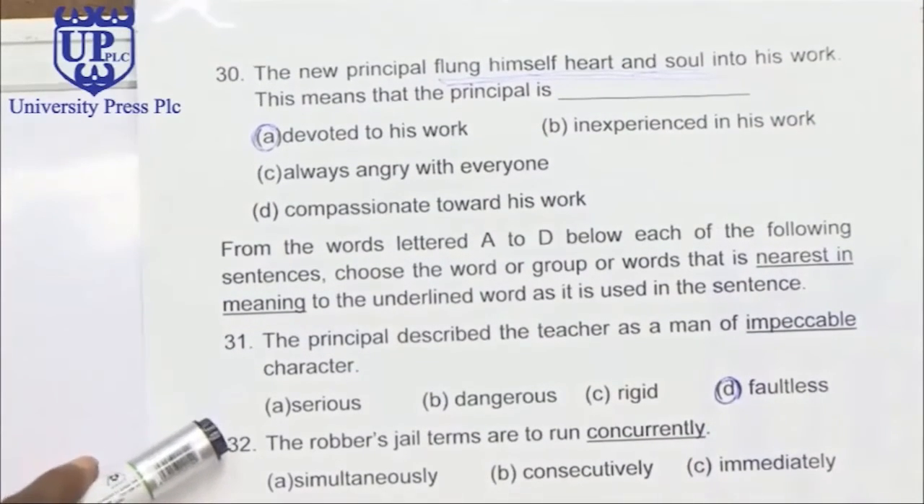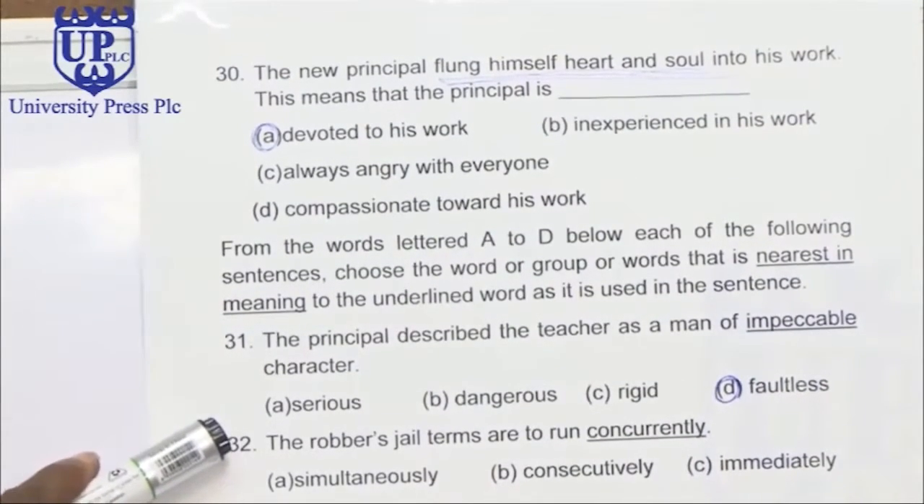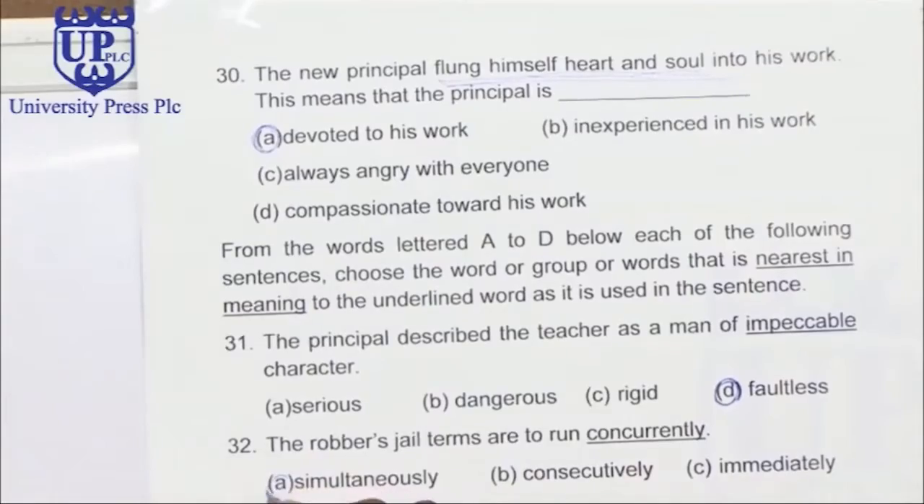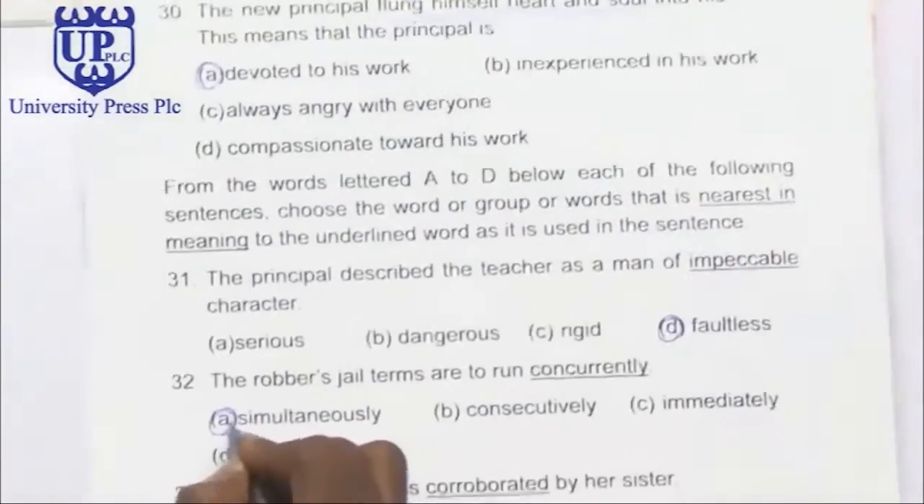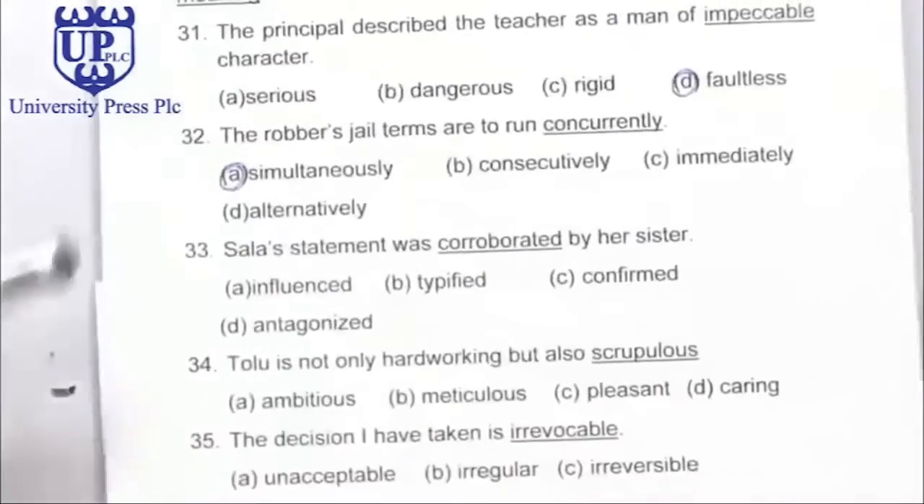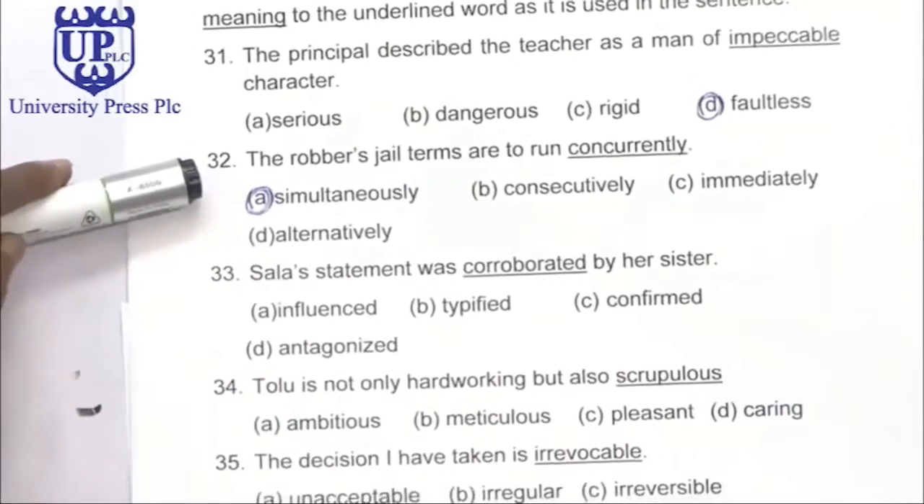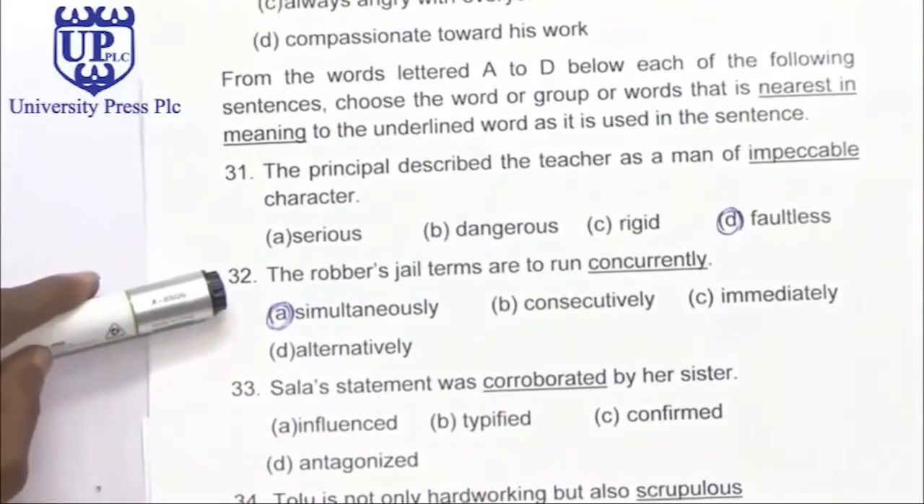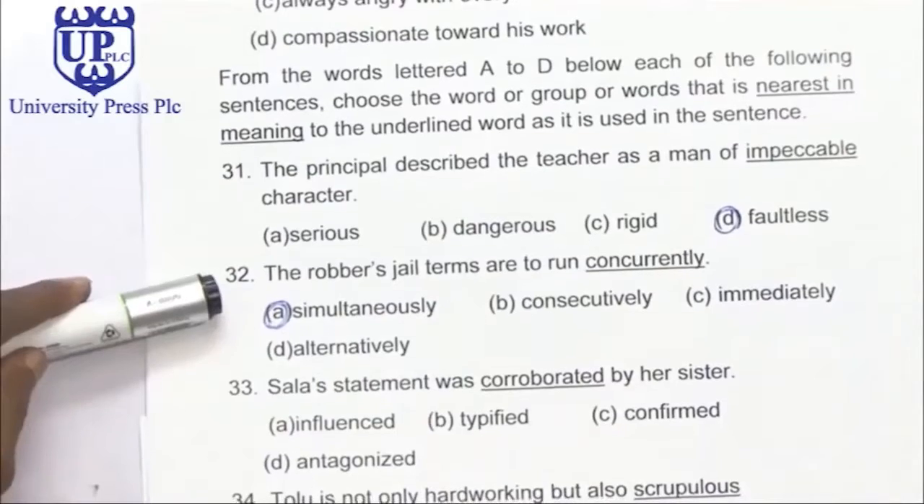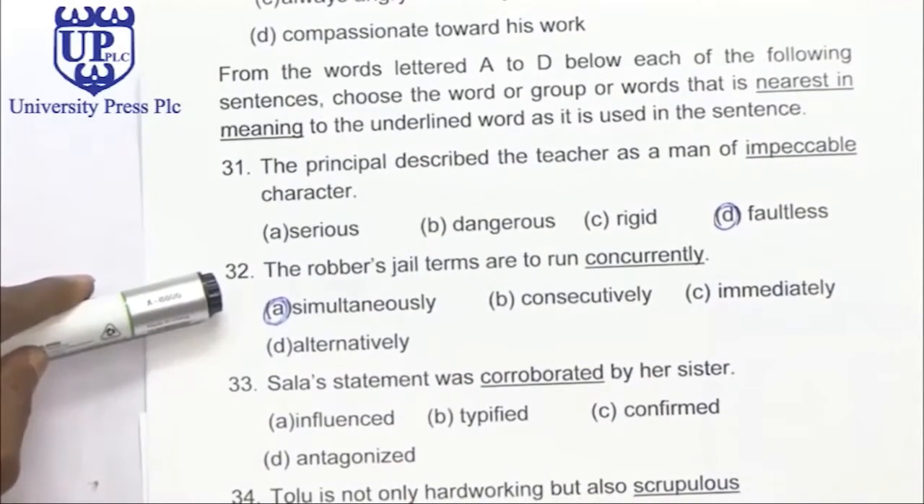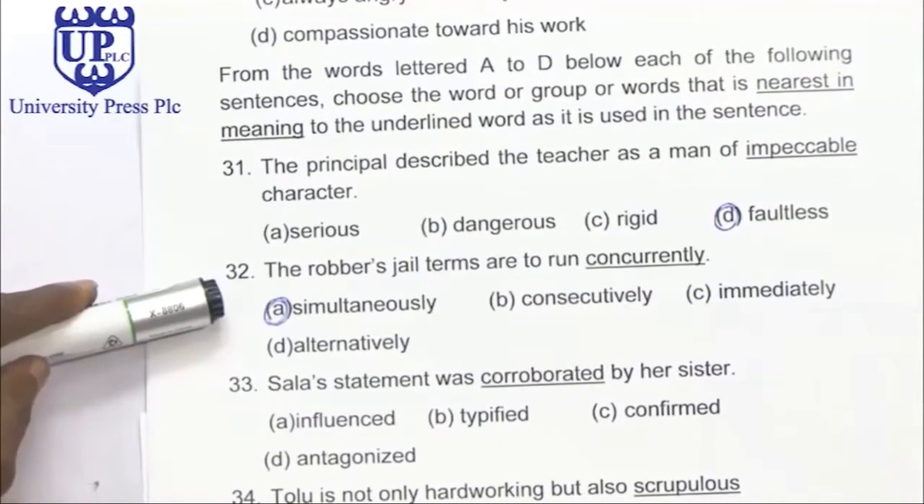32. The robbers' jail terms are to run concurrently. Concurrently. Concurrent means simultaneously. Simultaneously. Probably on count 1, he's been given about 2 years imprisonment. Count 2, 4 years imprisonment. Count 3, 3 years imprisonment. So all those ones will go on concurrently.